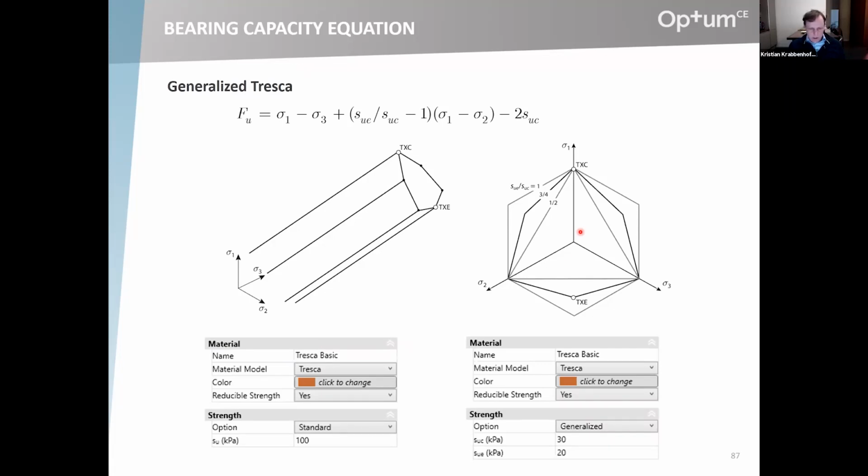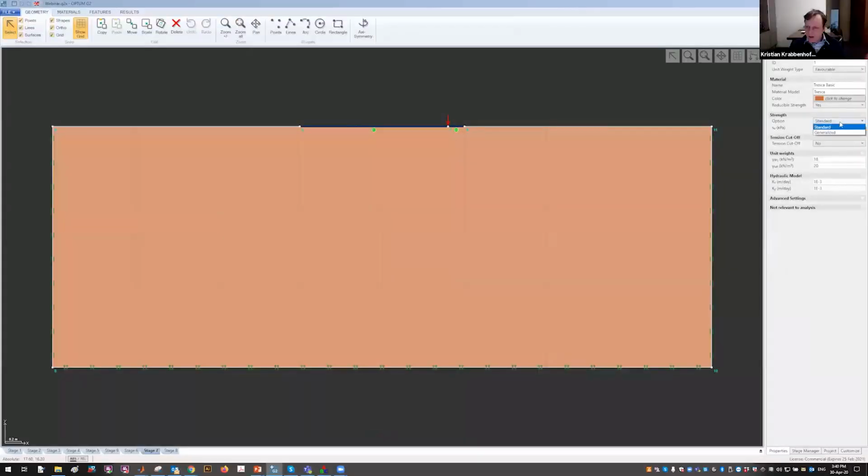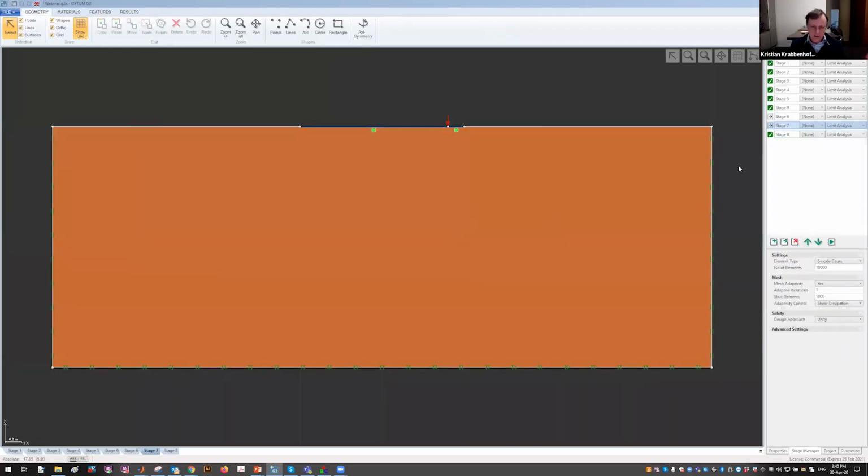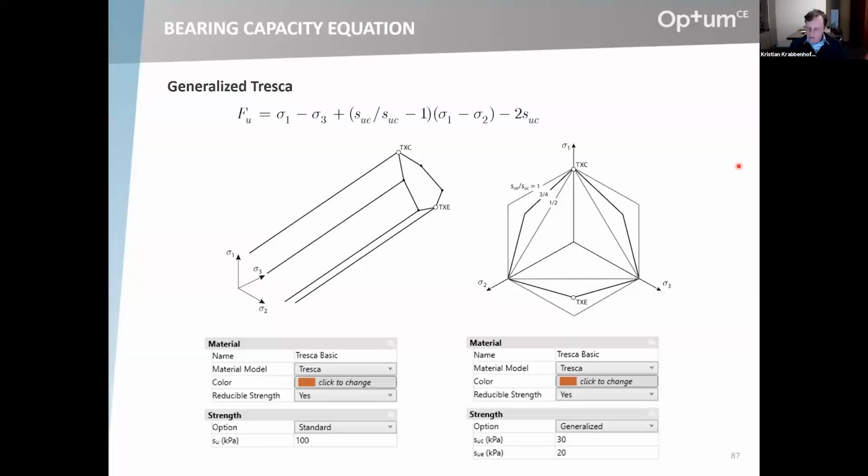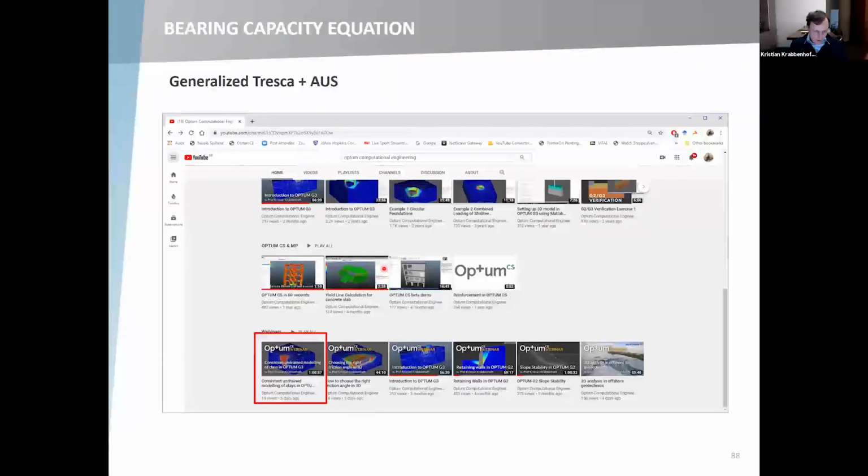So the generalized Tresca model is an option in the standard Tresca model that I just showed. There's an option, standard or generalized, and you can go for the generalized, and then both an extension and a compression Su are to be specified. And that's the same in G3 as well. And that's this webinar on undrained modeling.